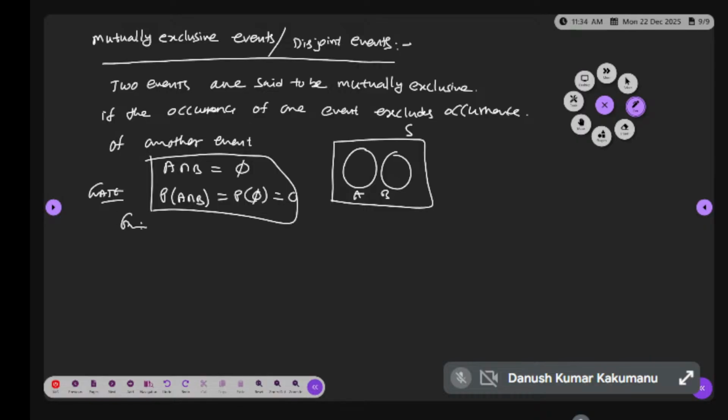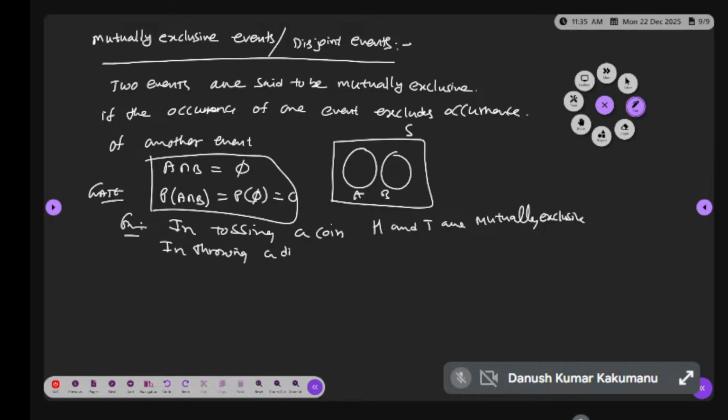Coming to examples, in tossing a coin, head and tail are mutually exclusive. What is another name for mutually exclusive? Disjoint. In throwing a die, 1, 2, 3, 4, 5, 6 all are mutually exclusive. What is the definition of mutually exclusive? Can you expect both head and tail simultaneously? No. The occurrence of the head excludes the occurrence of the tail. The occurrence of one excludes the remaining five events. That's about mutually exclusive events, disjoint events.